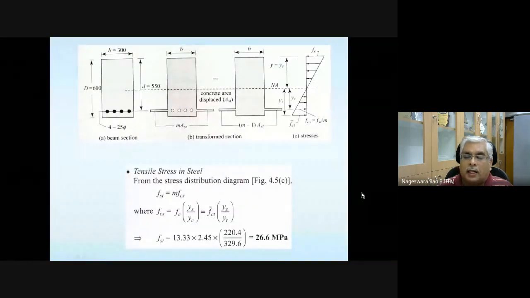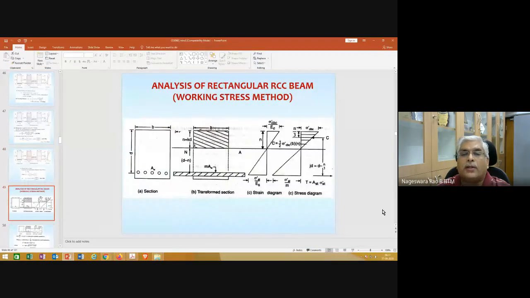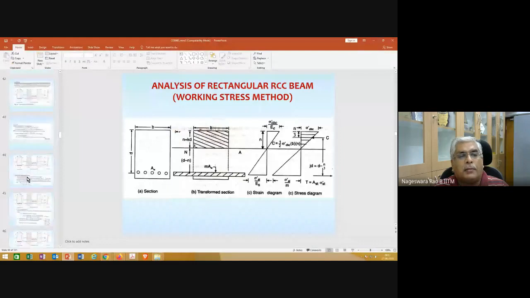So in today's class, we'll continue where we left off yesterday. Yesterday we calculated the cracking moment and also the stresses in steel as well as in concrete. Before I proceed further, please note that whatever we are doing is based on the working stress method. So we'll learn a few concepts related to this method, then we'll switch over to the limit state method. That is what is written here: analysis of reinforced concrete RCC beam using working stress method.